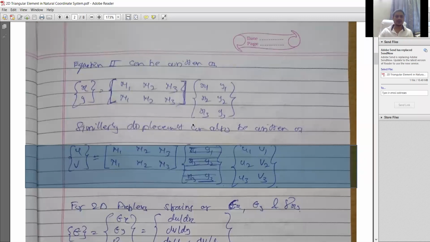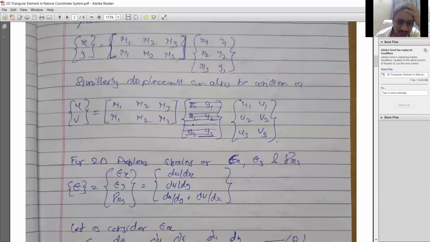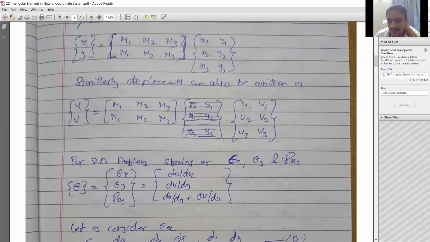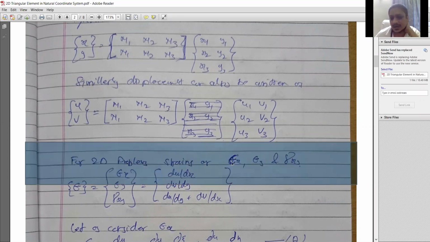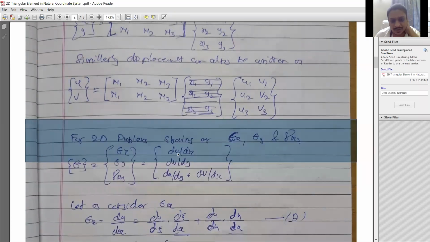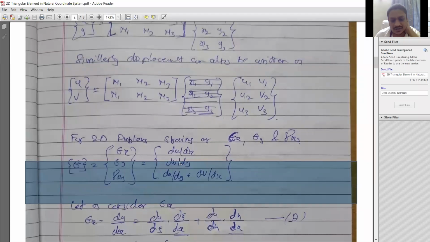So now let us try to find out what is the strain. In a 2D problem, we have three basic strain components, that is strain in X direction, strain in Y direction, and the shear strain, that is epsilon X, epsilon Y, and gamma XY. In general, you can calculate strain in x direction as du by dx, strain in y direction as dv by dy, and the shear strain is du by dy plus dv by dx. So let us concentrate on the strain in x direction.